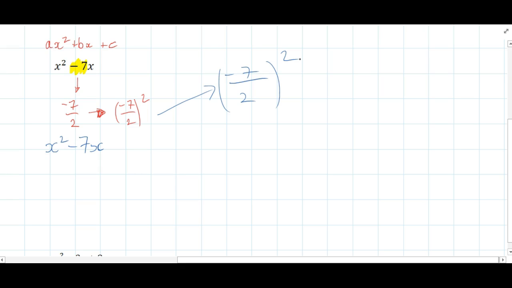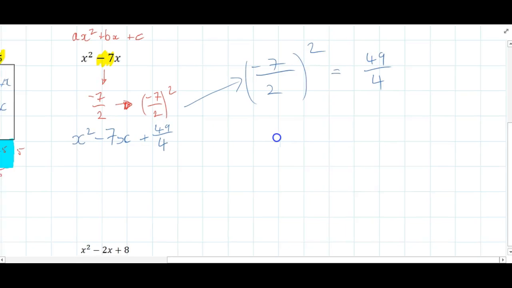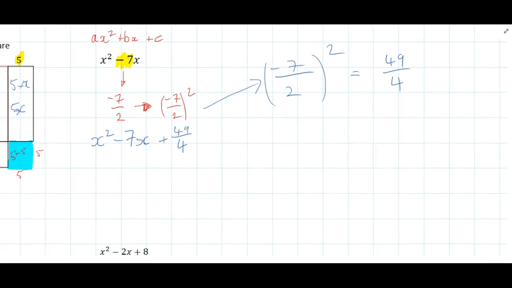If you remember correctly, if you square a negative number, it's always going to end up positive. So if this has got a negative in it, it doesn't matter, it's going to end up positive. Remember our index rules: 7 squared is 49, and 2 squared is 4. So the answer is going to be plus 49 over 4. So we've completed the square here, and we've added on that little bit there.